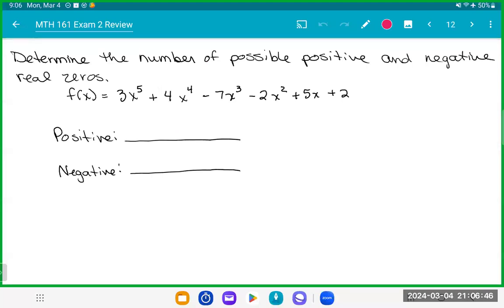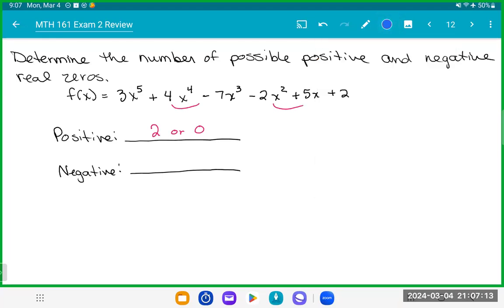Okay, so for this one, this is where we're trying to determine the number of positive and negative zeros. So remember, we're doing our sign changes. So we change signs here and we change signs here. So we had 2 sign changes. So we're either 2 or 0. Remember, because we have to keep decrementing that by 2 until we get to 1 or 0.